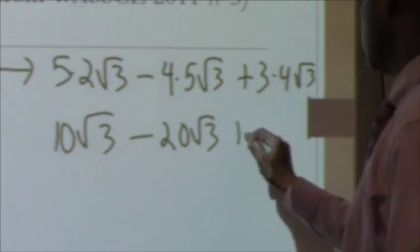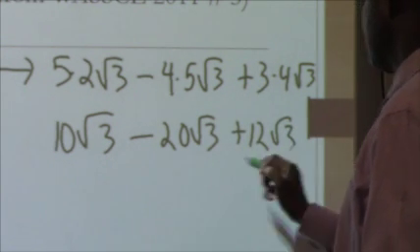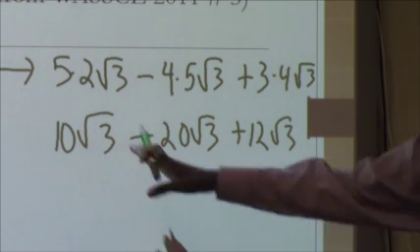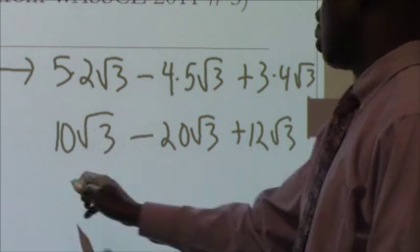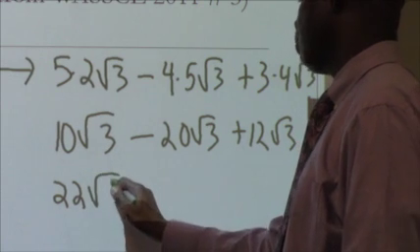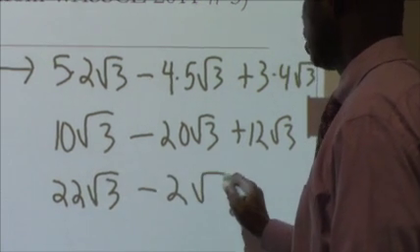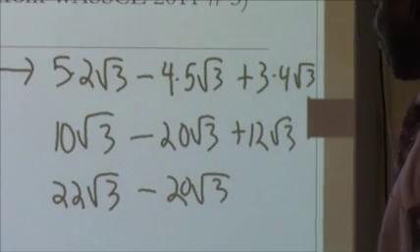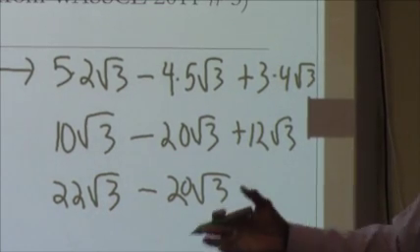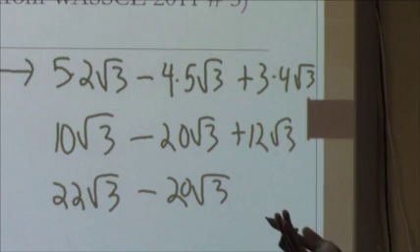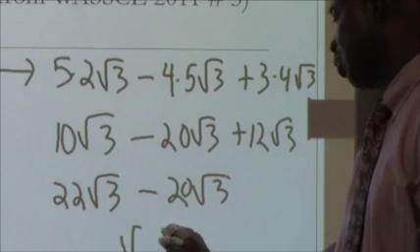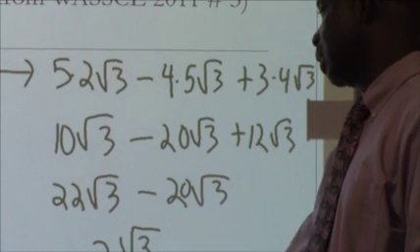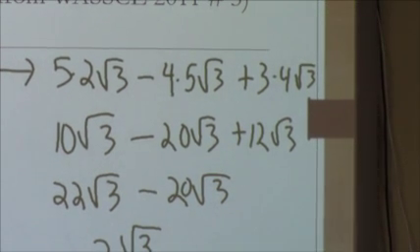3 times 4 is 12. I have 12 square root of 3. So I could do many things here. I could add the positive one first. 10 plus 12 is 22. So I will have 22 square root of 3 minus 20 square root of 3. So we have like radicals, like 22a minus 20a, for example. So what we do is to keep the surd, and 22 minus 20 is going to be just what? 2. So we are done.